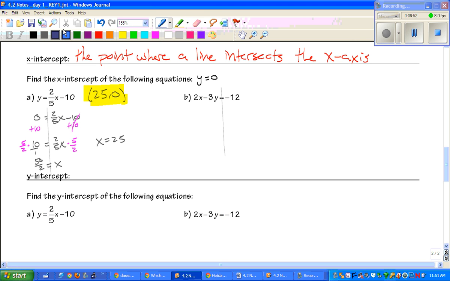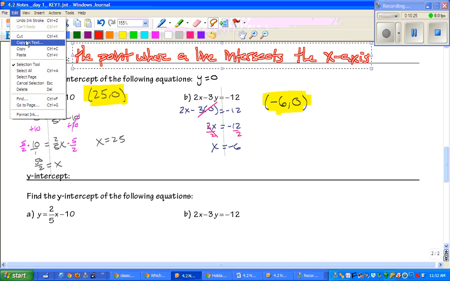Now, let's do the same thing over here. Y is 0, so those cancel out. And we're left with 2x equals negative 12. Divide both sides by 2. And we get x equals negative 6. So the point here is negative 6 comma 0. And on the graph, that would be where it crosses the x-axis.